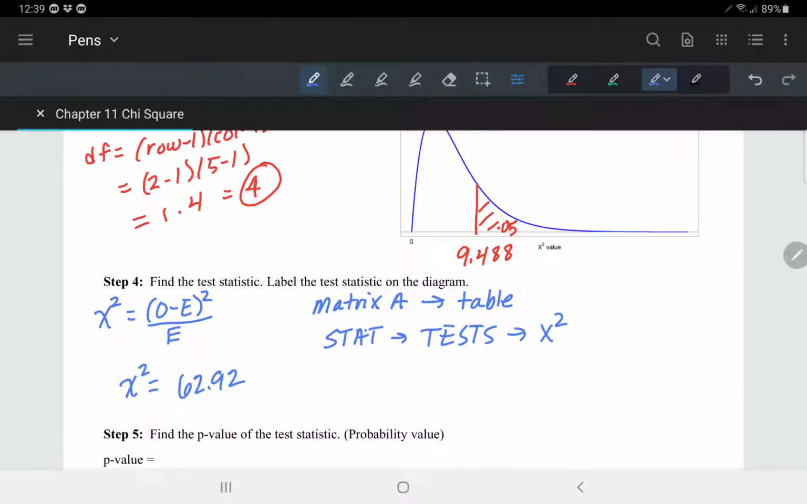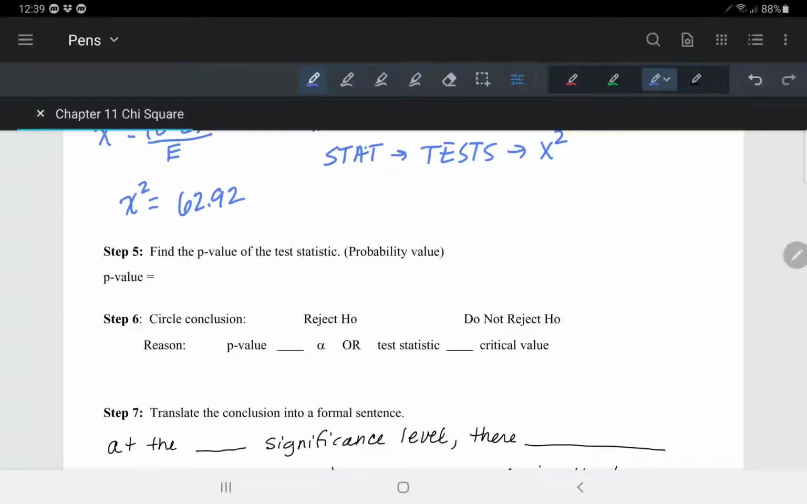All right, so if we come back up to our diagram up here, 62.92 is way out here and very clearly inside that rejection region, so we will clearly be rejecting the null hypothesis, even without knowing the probability associated. However, our calculator will tell us the associated probability. It tells us that that is 7.08 times 10 to the negative 13, and this is effectively 0.